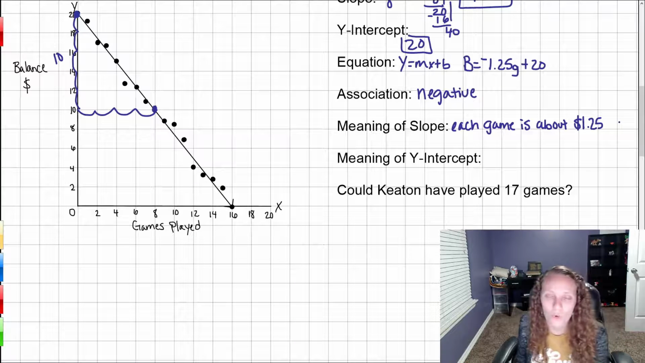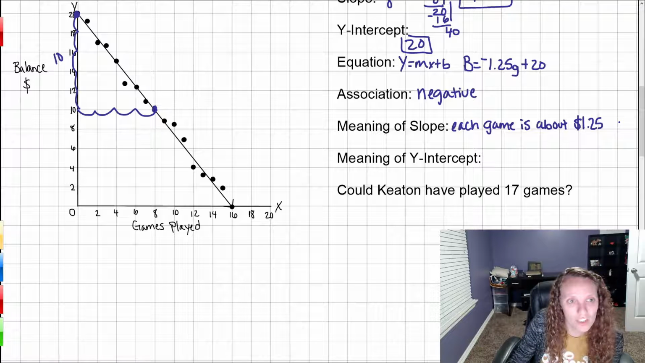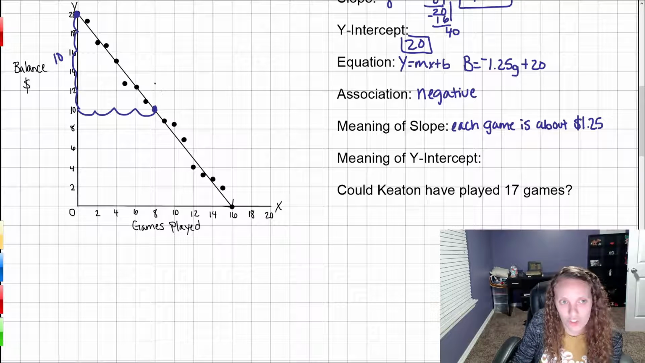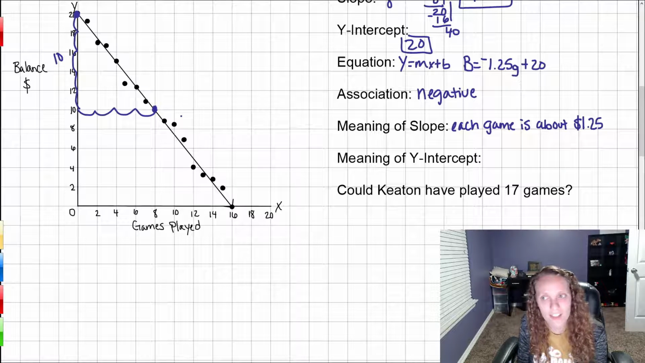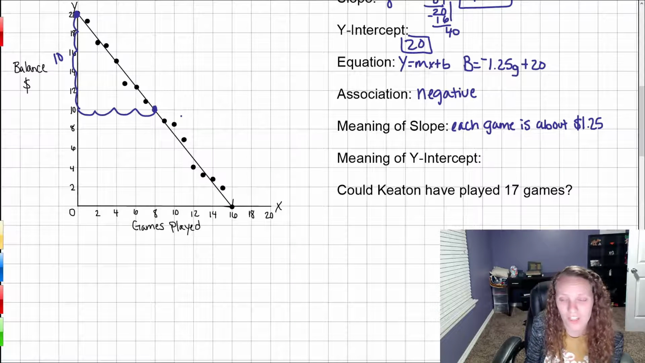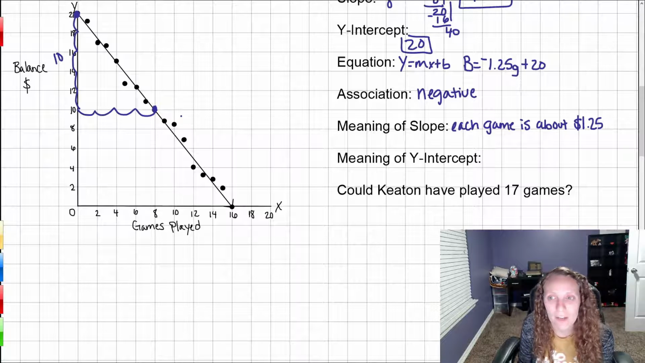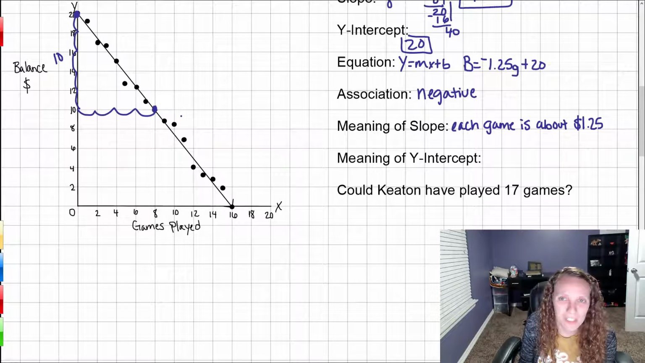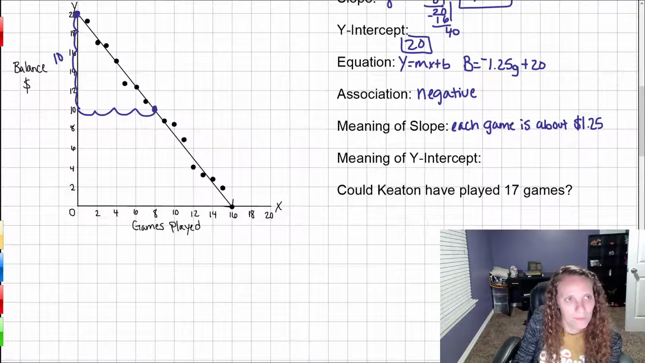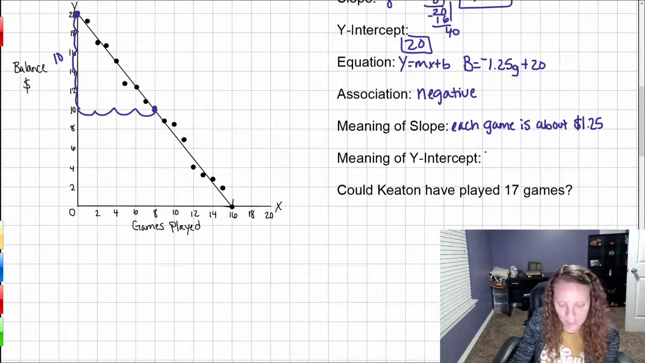Now, like I said before, the games actually aren't costing the same thing. If you notice, these points actually don't make a straight line over here, so that means some games could cost 75 cents, other games could cost $2. So it just depended on the game, but in general, we could say he's spending about $1.25 on each game. The y-intercept, again, is 20, and so the meaning here is that that's how much he's starting with.